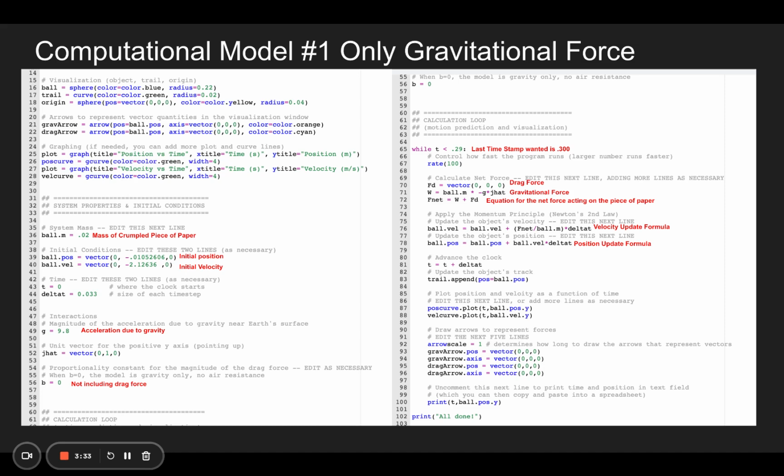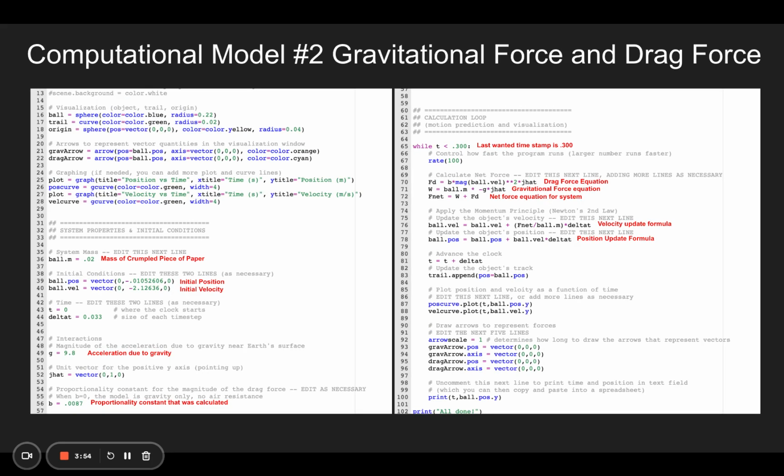The variable w is set equal to the gravitational force equation, and the F net is set equal to the equation of the net force acting on this piece of paper. Ball.vel in the while loop is set equal to the velocity update formula, and ball.pos is set equal to the position update formula in this while loop.